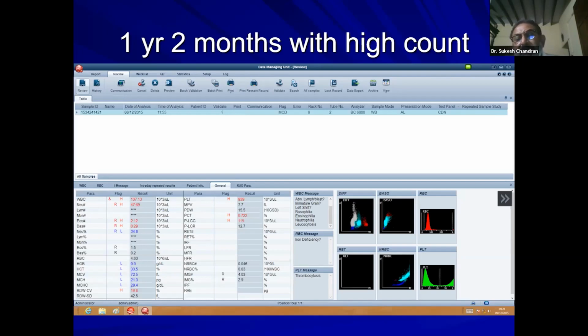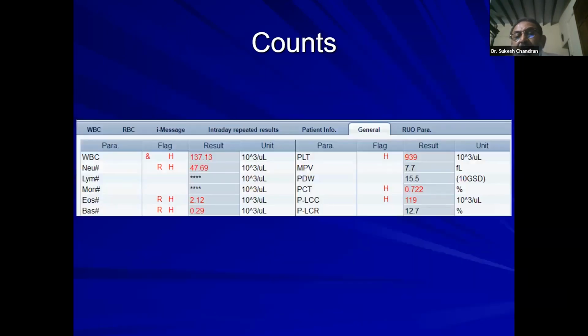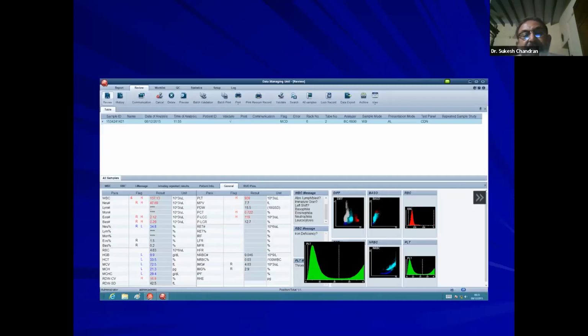So, yes, there were reactive lymphocytes. There was an infection. If you look at the neutrophils and the lymphocytes, I'm not talking about 5-part, I don't want to tell about it, but neutrophils and lymphocytes look very reactive. And there are even flags of blasts and all those things. But what attracted my attention was the platelet count was 10 lakhs, 9,39,000, with a lot of reactive lymphocytes and reactive neutrophils. But look at the platelet histogram, it was normal.